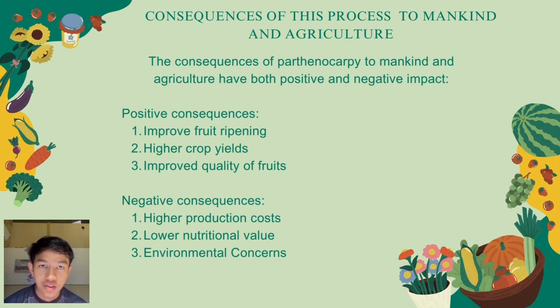The third one is improved quality of fruits. Parthenocarpy can result in better fruit quality as it allows for more consistent fruit size, shape and color. This is because parthenocarpic fruits do not rely on pollination to develop, which can result in variations in fruit size and shape due to differences in pollen viability and fertilization success.